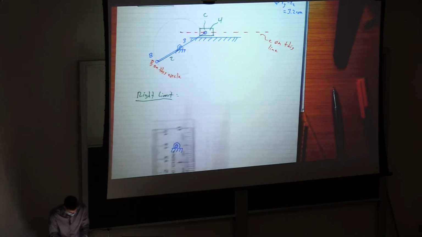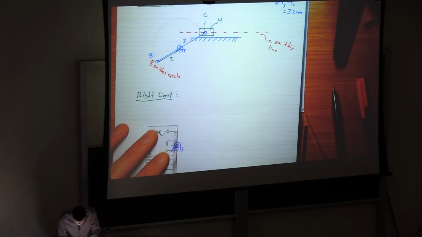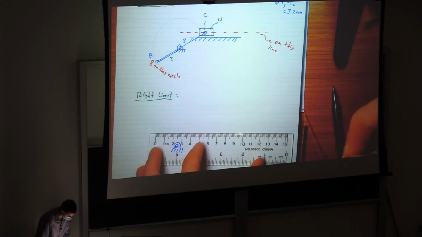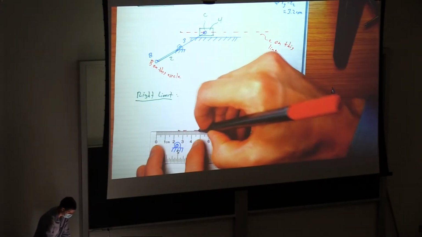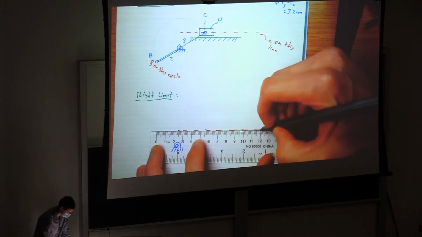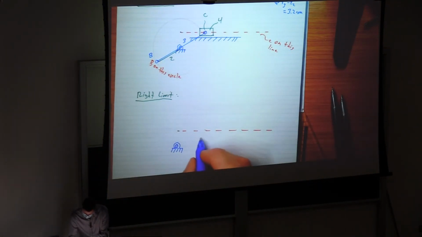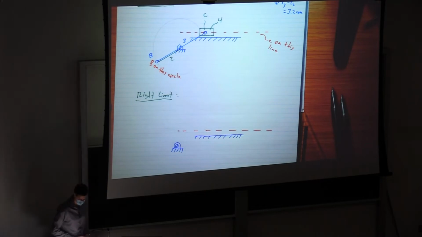Just like before, I'm going to go up the offset, 1.6 centimeters. And that's where my line of action of C is going to be along here. C was on that line. I'll just put the ground in here as the slide. That doesn't need to be so accurate. And now we have what we need.